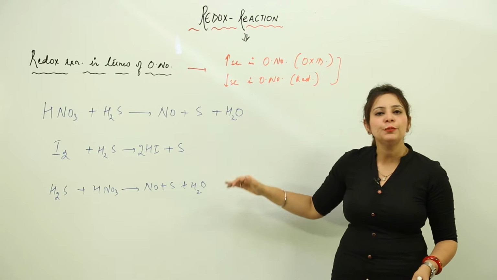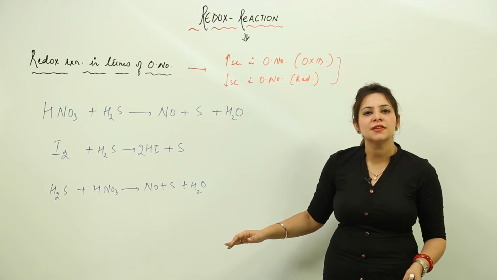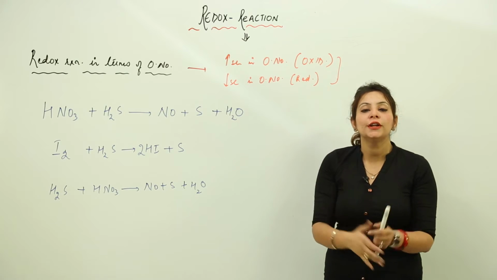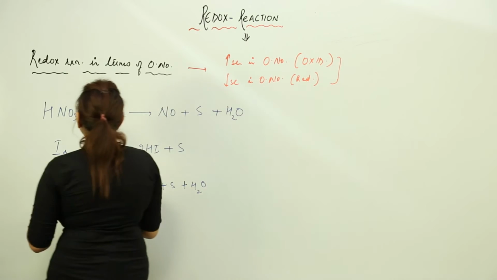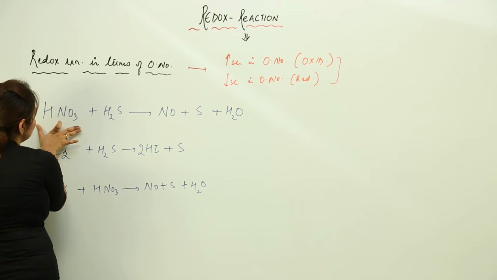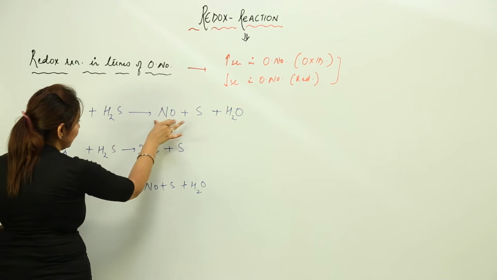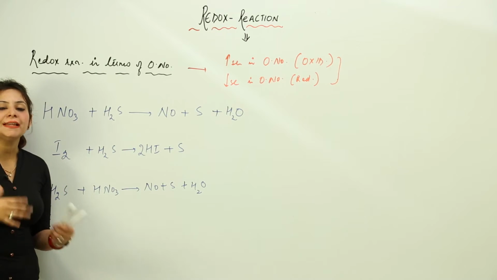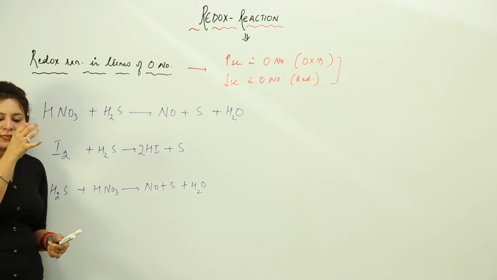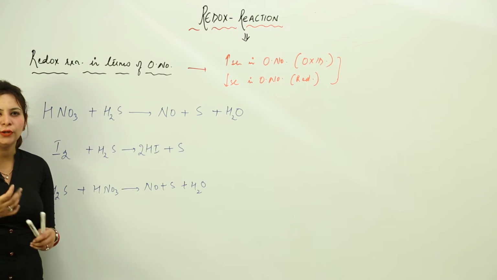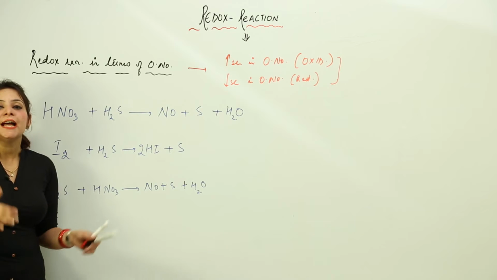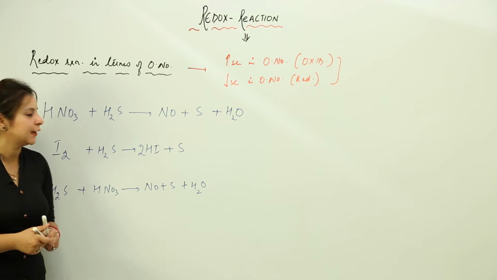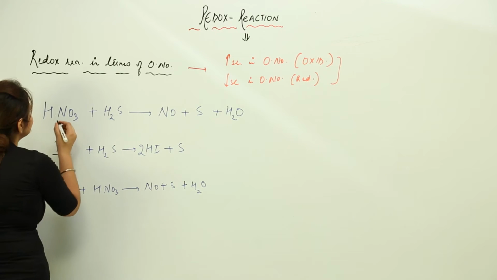Now I have a few problems for you where we will indicate the oxidation and reduction, or the oxidizing agent and the reducing agent, by just focusing on the oxidation number. This is the first question, in which I have HNO3 plus H2S forming NO plus S plus H2O. When you get this kind of question and need to tell which atom is undergoing oxidation and which is undergoing reduction, first calculate the oxidation number of all the atoms involved in the reaction.